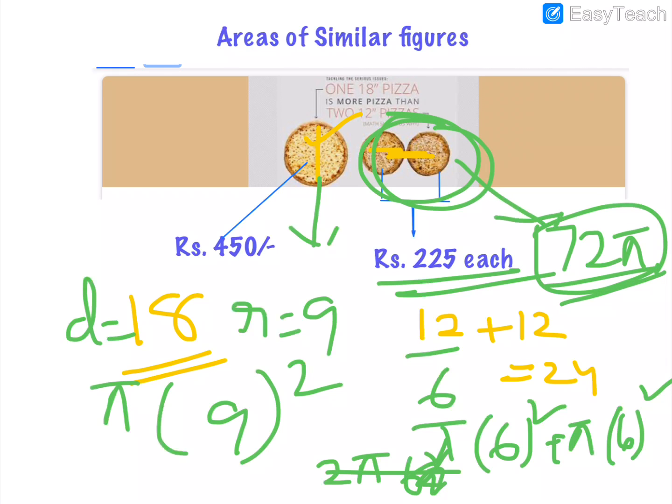If we add these two, we get 72 pi area, and how much is coming in the one big pizza? 9 into 9, 81 pi. Did you observe that? Because in area, whatever measurement we have is multiplied twice. So when comparing similar figures, we should never think only in terms of sides. It is about the squares of sides. So let's go to our triangles topic.